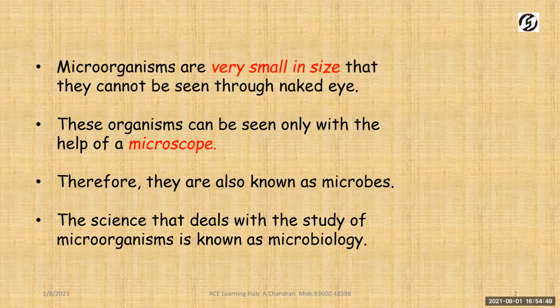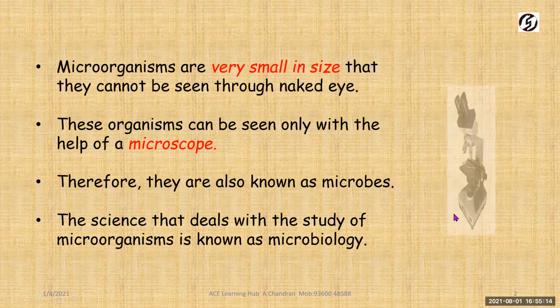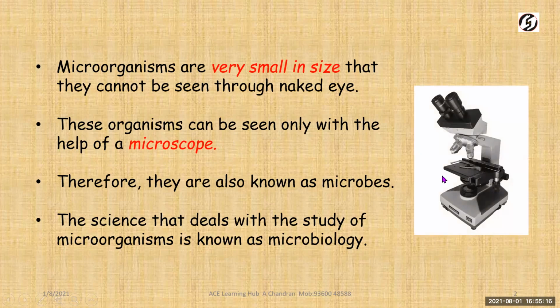So what is microorganism? Microorganisms are very small in size that they cannot be seen through naked eye. These organisms can be seen only with the help of an instrument called microscope. So that looks like this. So we keep the substance here, then look through this. There are a lot of adjustments we can do, magnify them and see.